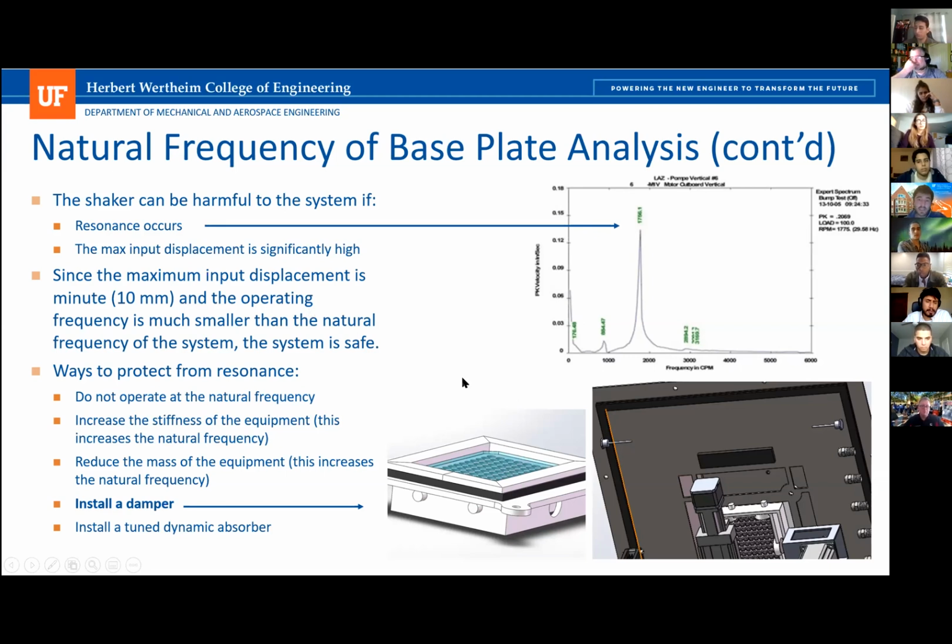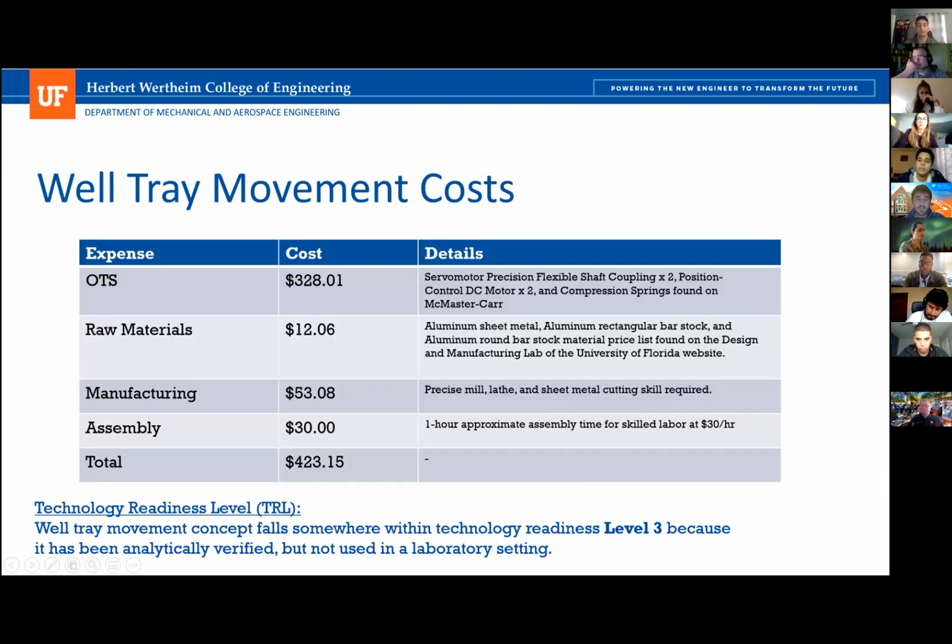However, to be extra safe, we decided that we will install a dampener to diminish the energy and the vibration in the base plate, just to be extra safe. It'll be absorbing the vibration from the actuation.